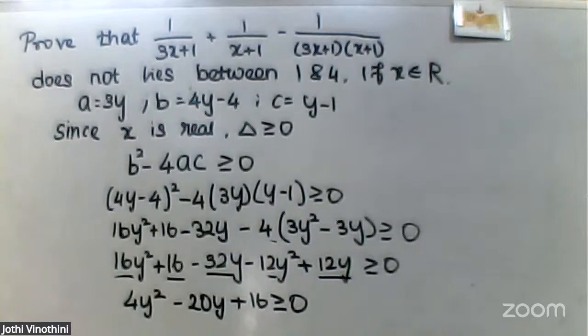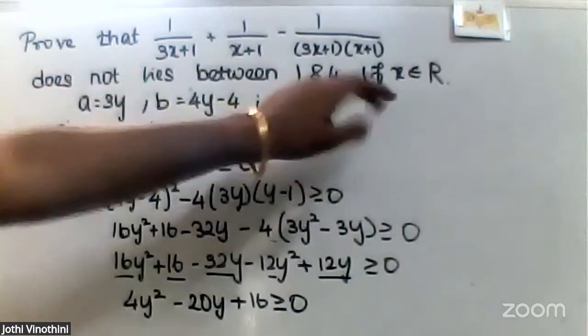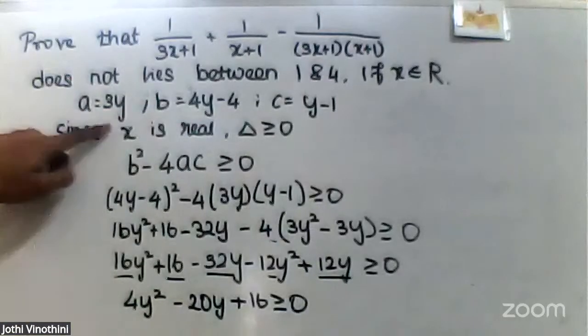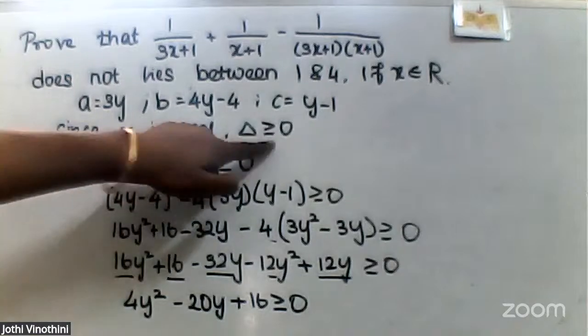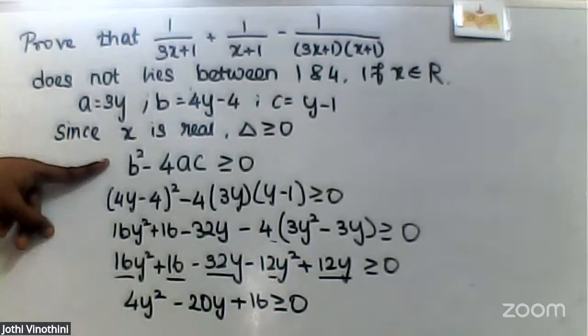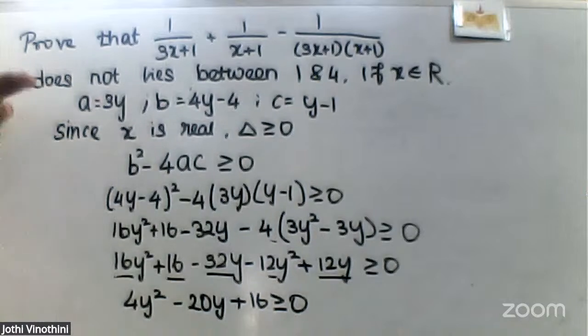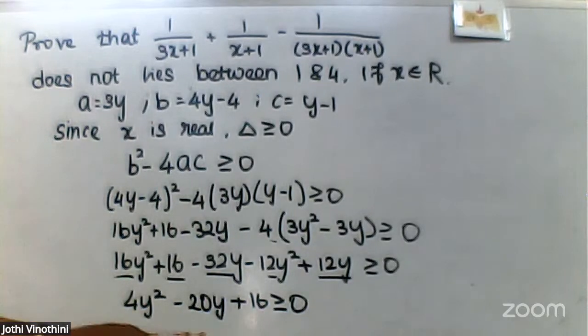See what we did here. We already found the values of A, B and C. In the question itself, we are provided that x belongs to real numbers. If x is real, then del must be greater than or equal to 0, which means b squared minus 4ac must also be greater than or equal to 0. We know the values of b, a and c, so we substitute all the values here and simplify. Till now we get 4y squared minus 20y plus 16 must be greater than or equal to 0. I hope you all copied this sum. Shall we move?